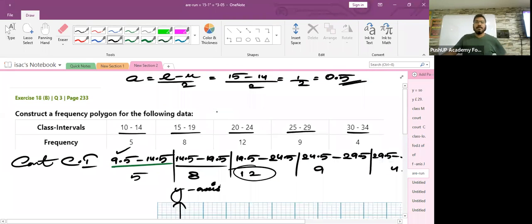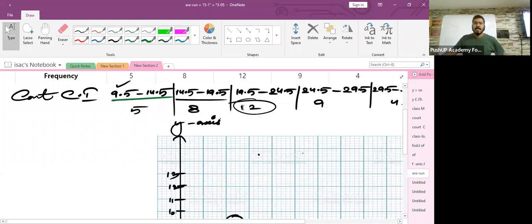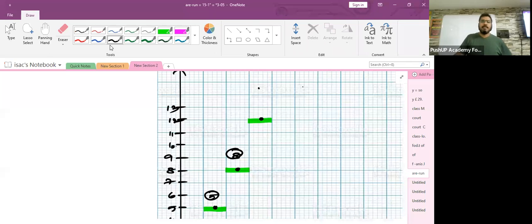The second one, children. 14.5 to 19.5. How much is the frequency? It's 8. Where is 8? 8 is over here. And where is the midpoint? Over here. Done? Easy? The next one, 19.5 to 24.5. What is the frequency? 12. Isn't it? So children, where is 12? 12 is over here. Plot the midpoint, everyone. Done?